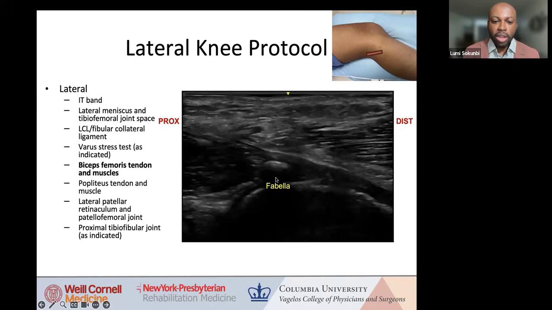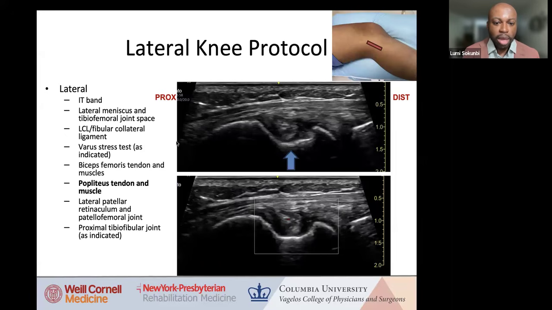Another thing to make note of is you can have a fabella, which is just a small sesamoid bone, and that's seen in the tendon of the lateral head of the gastroc. So just something to note if you see this, not to think that, oh, it's a fracture or some sort of pathology. It can be the fabella or small sesamoid bone.